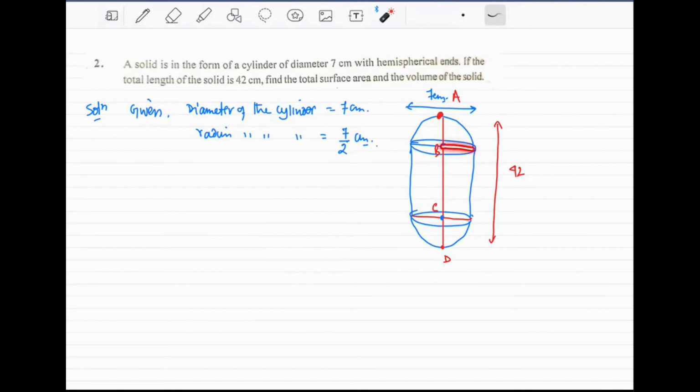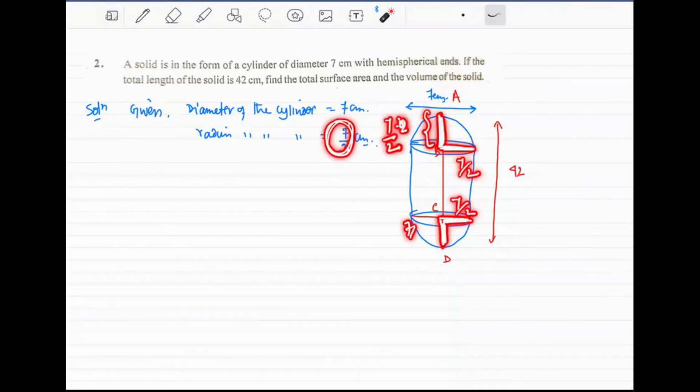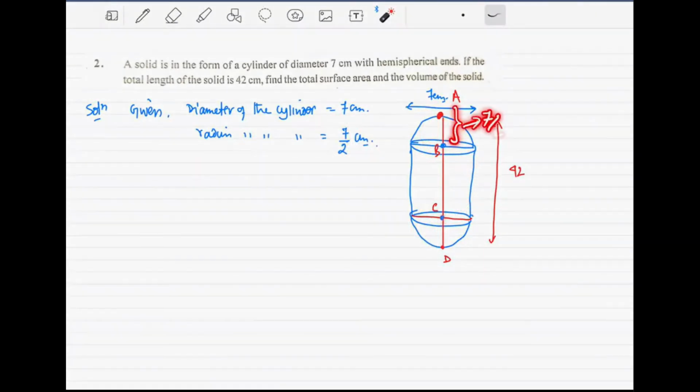How much is this portion then? The radius of the hemisphere. It's 7 by 2, right? This is also 7 by 2. This portion, the highlighted portion, is 7 by 2 here. That means this portion right here, the vertical part, will also be 7 by 2. So this is 7 by 2 and this is also 7 by 2. So AB is 7 by 2.